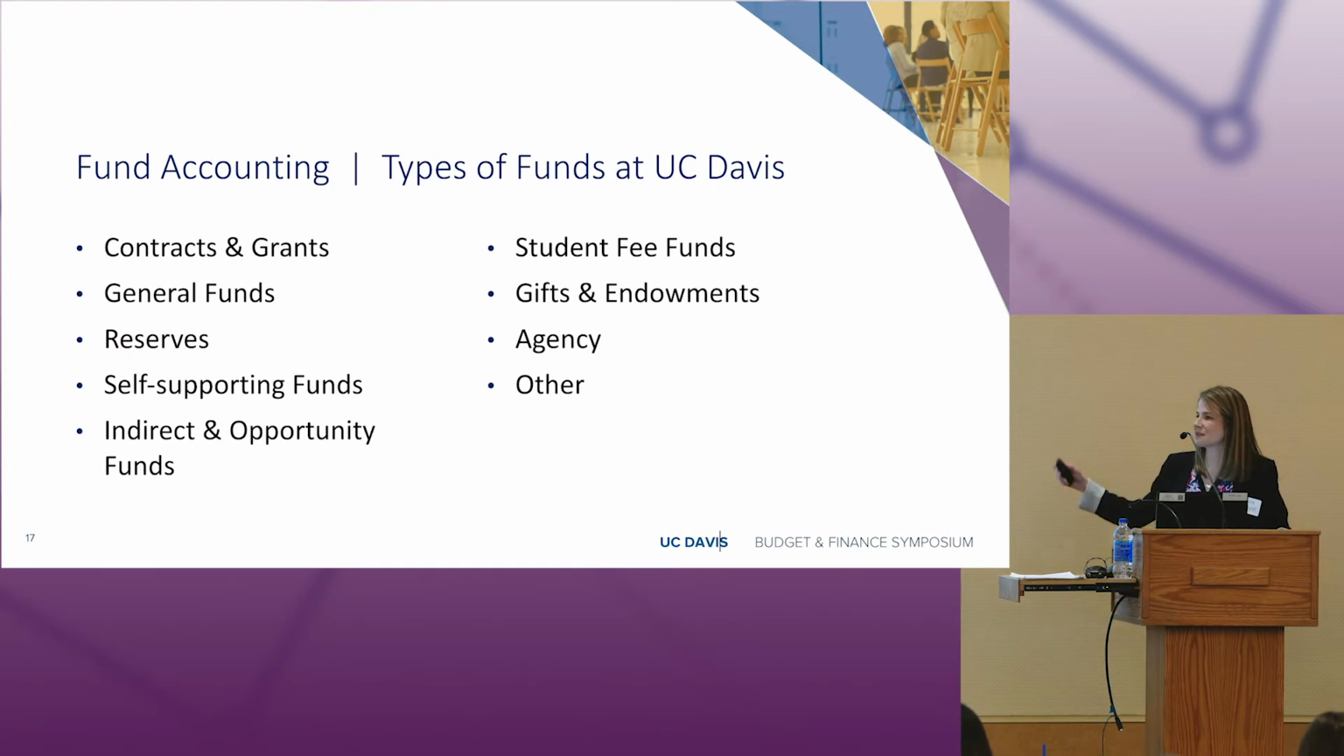And this is just a summary of the type of funds that we have at UC Davis: contracts and grants, general funds, reserves, self-supporting funds, indirect and opportunity funds, student fee funds, gifts and endowments, agency, and other. That other bucket, that's a lot of good stuff. But these are just some of the types of funds that we have at Davis, and they all have their own restrictions or lack of restrictions, and they all have their own nuances. So it's really important to understand the funds you have in your unit, how they can be used, and how they should be reported as well.